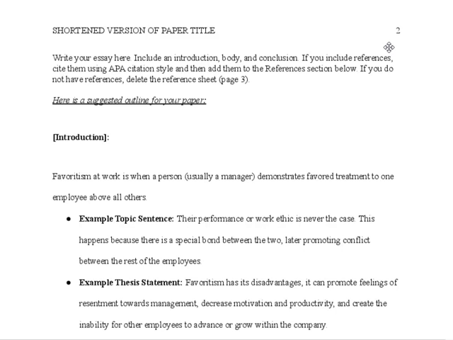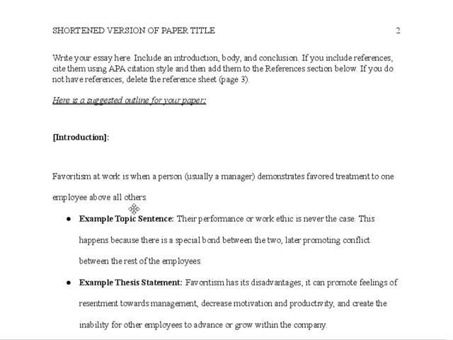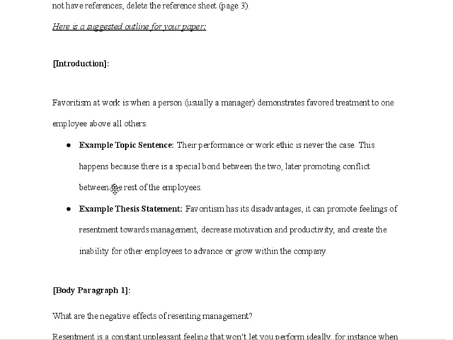So in this recording, I wanted to give an example of somebody who did a good job on their illustrative essay outline. That was for last week. Now this student had an excellent thesis statement. So here she has her thesis statement, and her topic is favoritism at work. And so she's writing about favoritism at work.